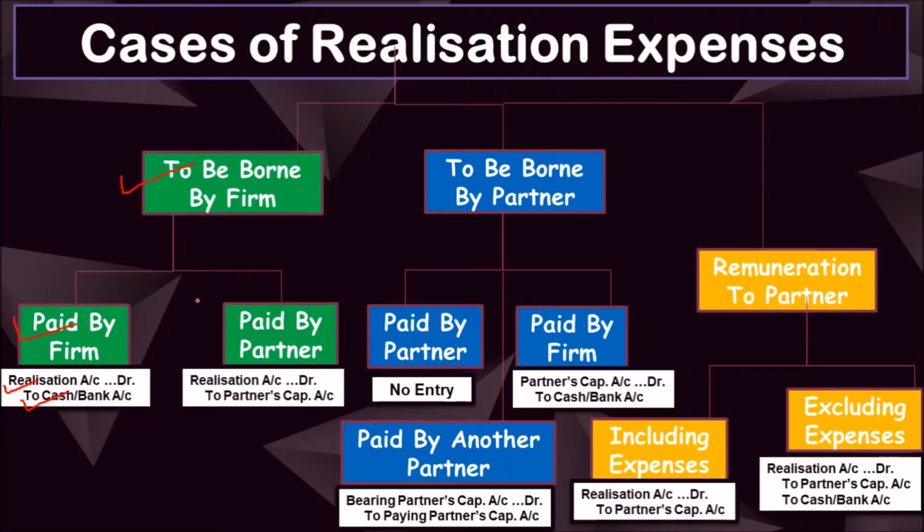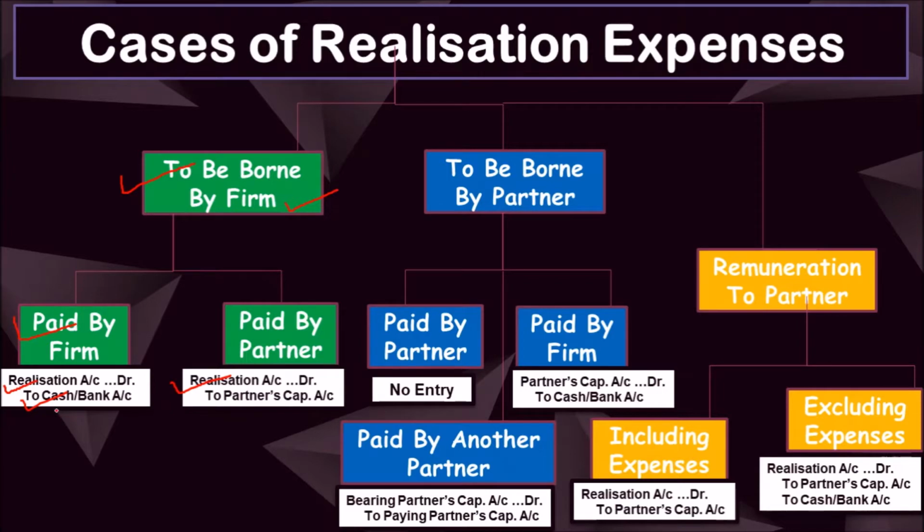Now let's understand, if the question says that realization expenses were paid by partner on behalf of firm, then try to understand this. Still, the realization expenses are the expenditure of the firm, because the firm is supposed to bear it. Then in the books of the firm we will debit realization account. Understood the point?